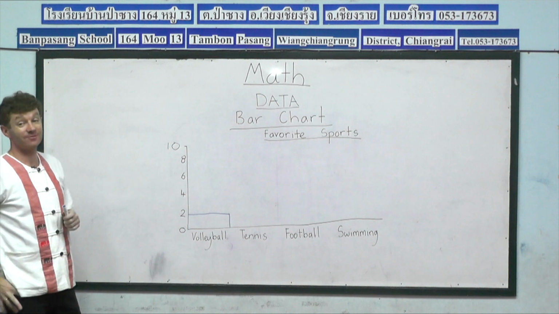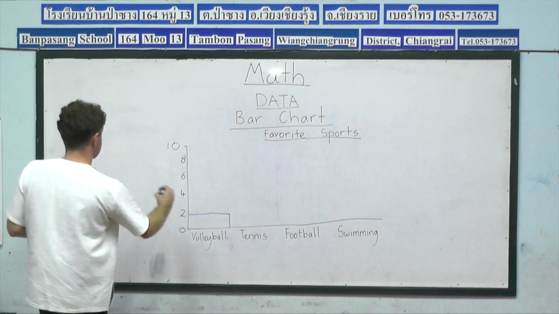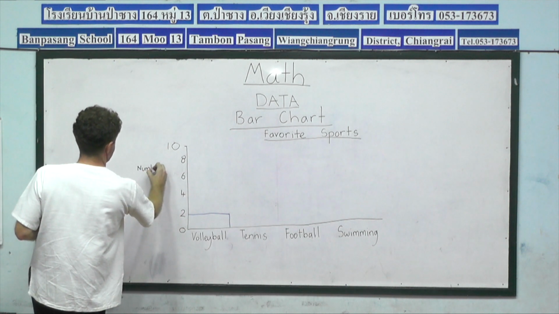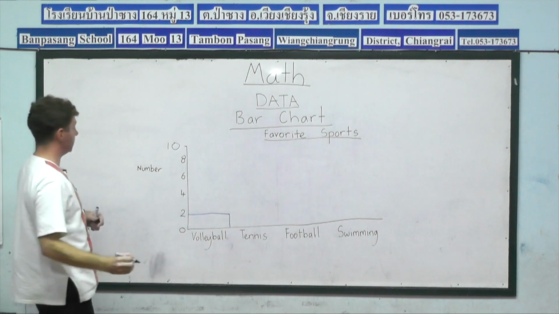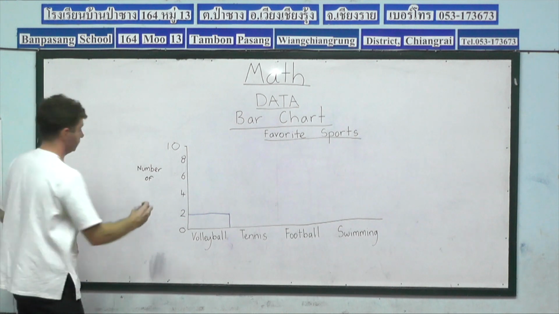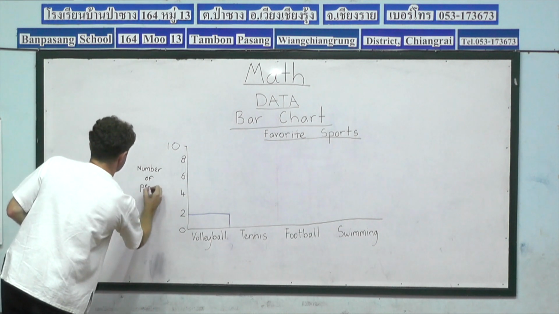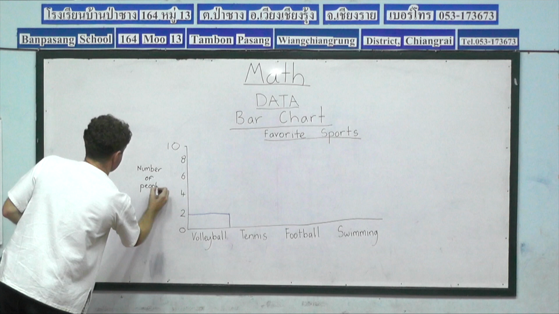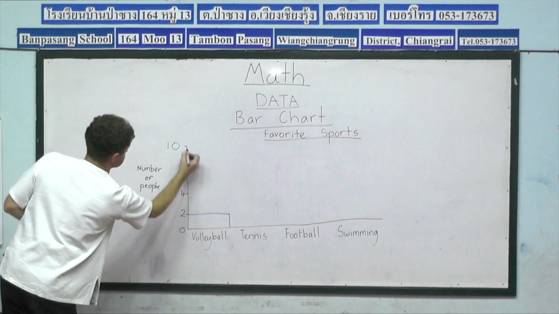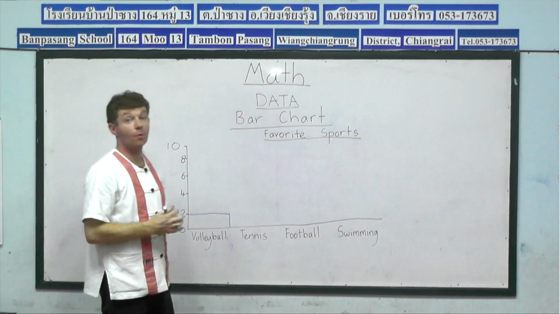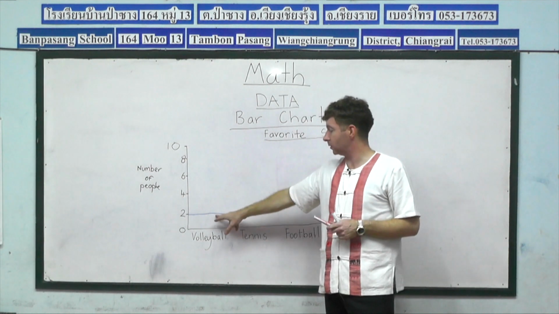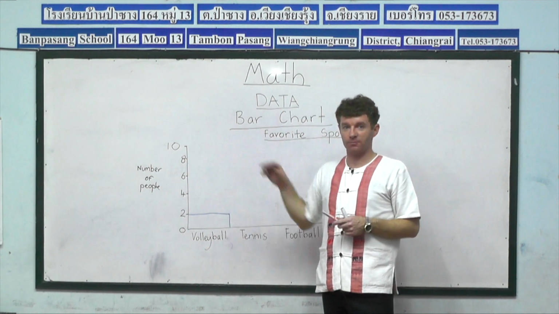Okay? And what we need to do is label our vertical axes. Number of people. N-U-M-B-E-R, of people. P-E-O-P-L-E. 2, 4, 6, 8, 10. So I have done a volleyball bar. You can see 2 people have volleyball as their favorite sport.